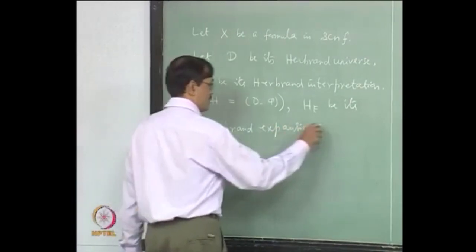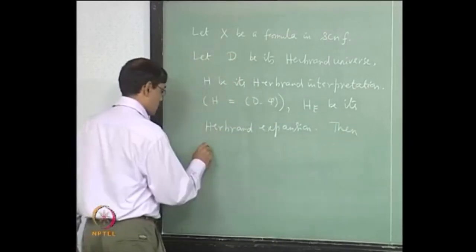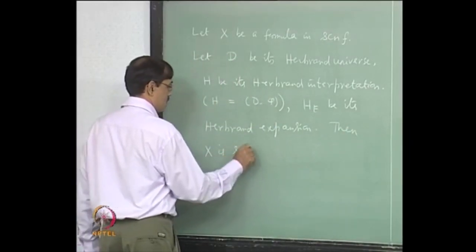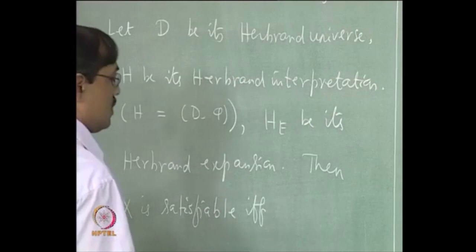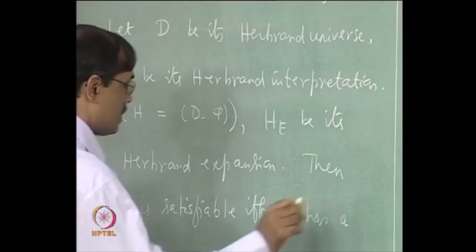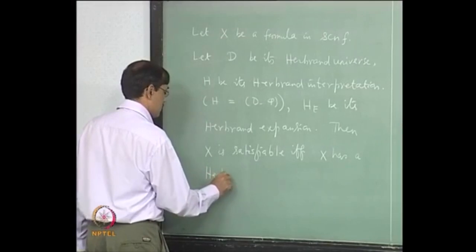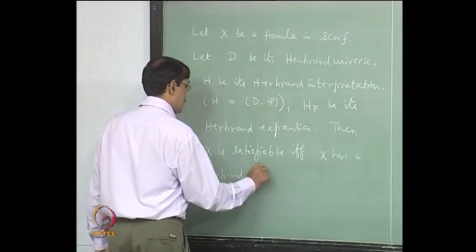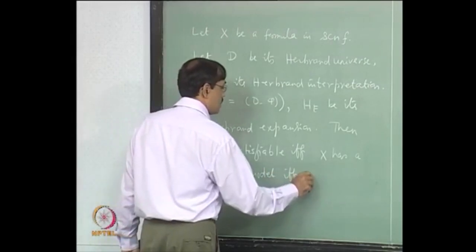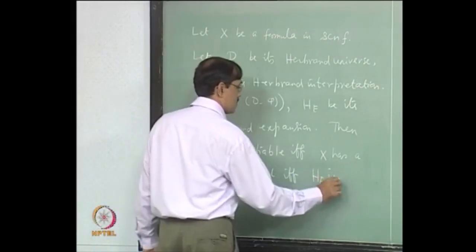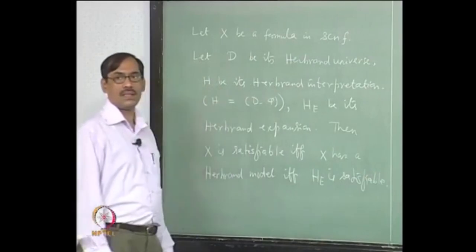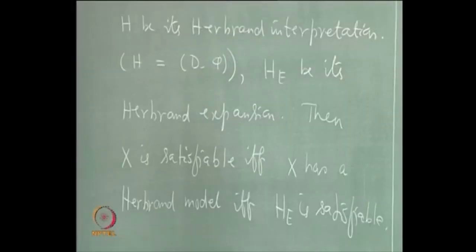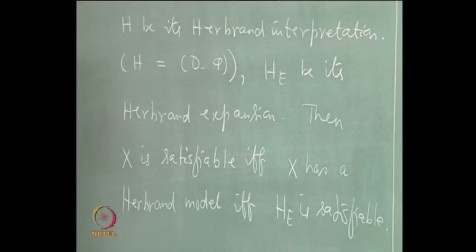So, then we wanted to show the satisfiability. Then x is satisfiable if and only if x has a Herbrand model, if and only if its Herbrand expansion is satisfiable. This was our proposal, fine. So, now, let us see which ones can be dispensed with easily, ok.